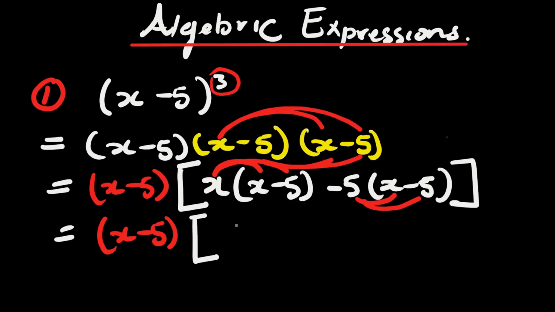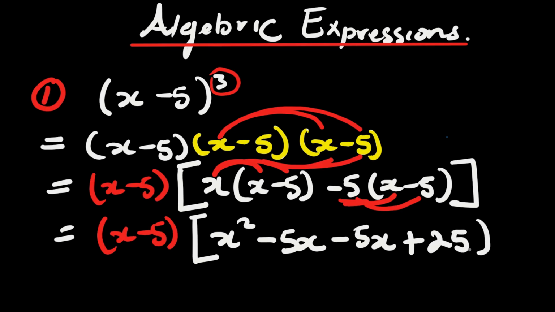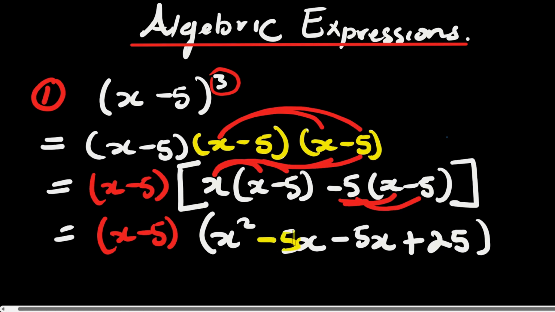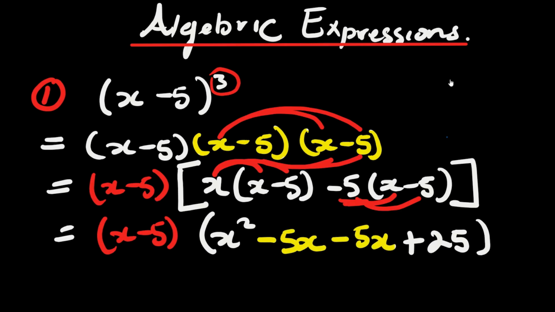So x multiply x, it's x squared. x multiply minus 5, negative 5x. Then negative 5 here multiply x, it's minus 5x. Same, negative 5 multiply a negative 5 will give us a positive 25. We can even change the bracket now to a normal bracket. So what happens now is that we're able to spot the like terms here, negative 5x, negative 5x, and this gives us a negative 10x.